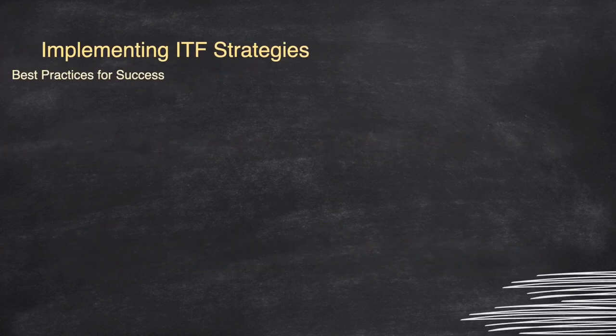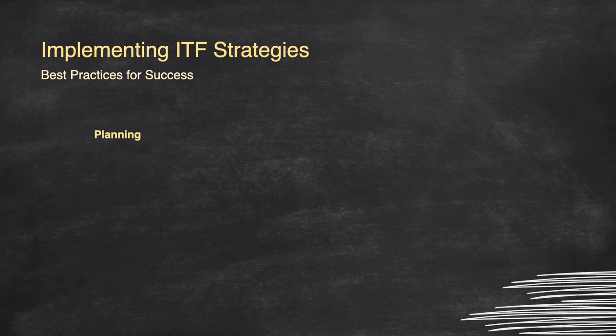Moving next. Next, we'll understand some implementing ITF strategies. Friends, implementing ITF strategies successfully involves setting clear objectives, comprehensive planning, robust test data management, seamless integration with the production system, data separation, real-time monitoring, training, and continuous improvement. So friends, adhering to these practices ensures efficient and reliable testing processes, enhancing overall success in system validation.